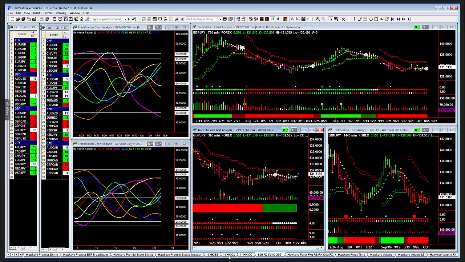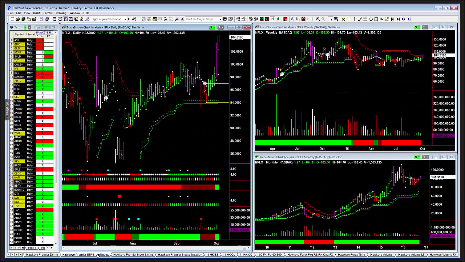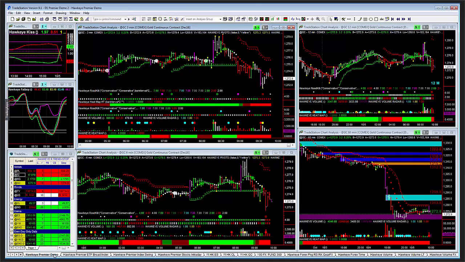If you're trading tick charts, time charts, or range bars, it doesn't matter. Long-term, short-term, Hawkeye's tool sets are designed to help you as a trader to trade the way you trade and to trade successfully.